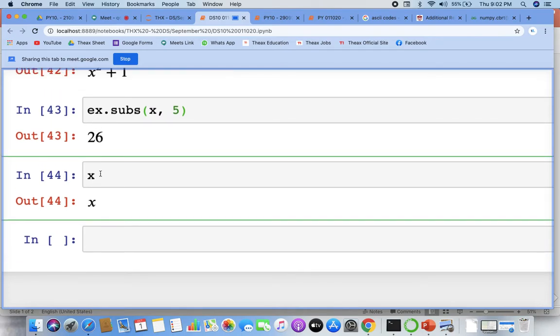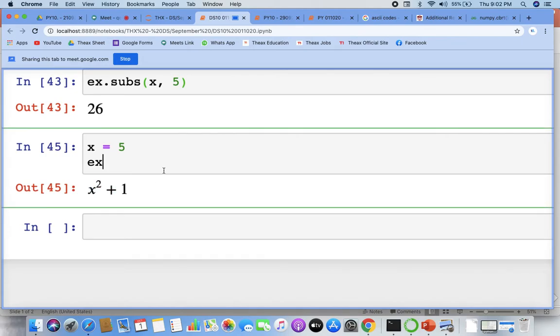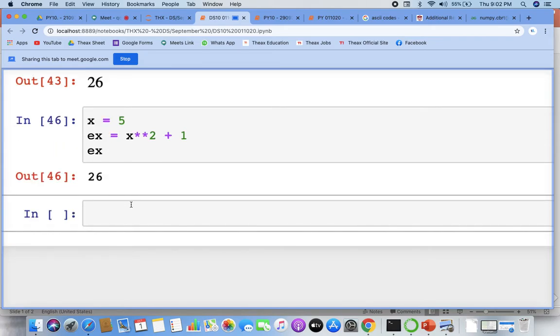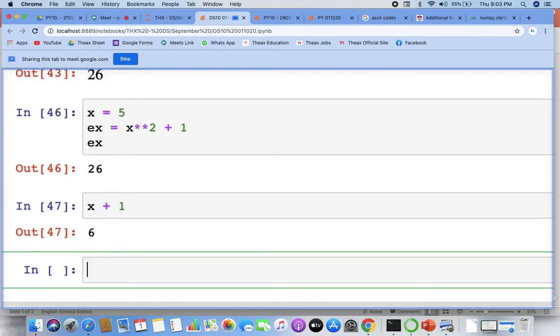Right? Many times, students have problems when they go for the SymPy test. Like I have given a question something like this. So they do x is equal to 5 and they're going for ex. Still they get the answers like this and they say, sir, it's not working. So they will again have to write ex is equal to x squared plus 1. And then going with the ex, now they will get 26. But again, when they say x plus 1, they'll get 6. Now why? Because x is equal to 5. So you're not going to get any expressions now. You're only getting the values.